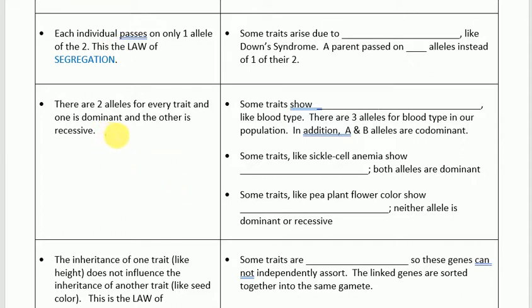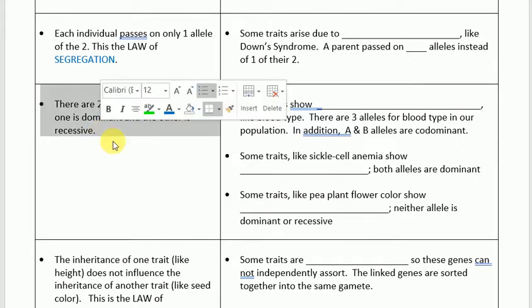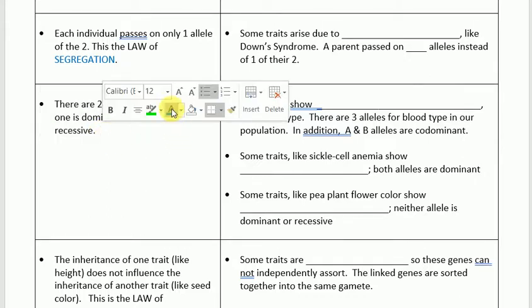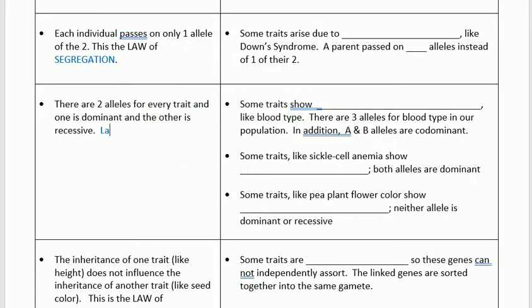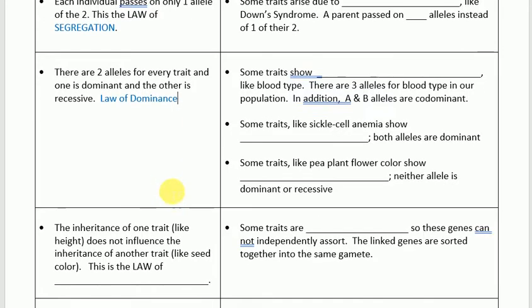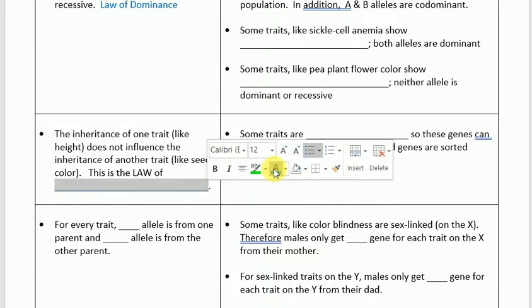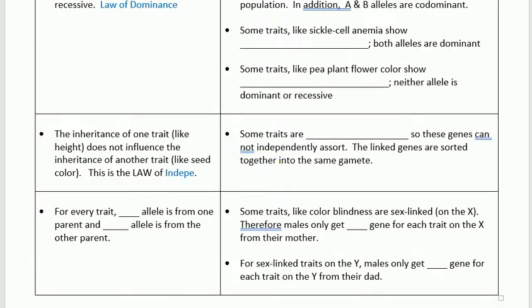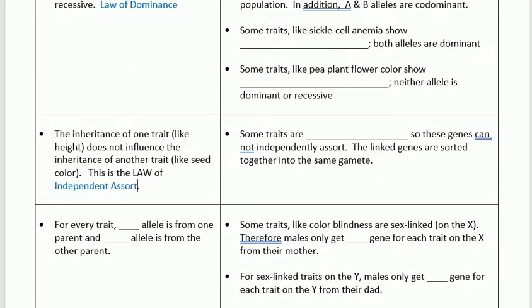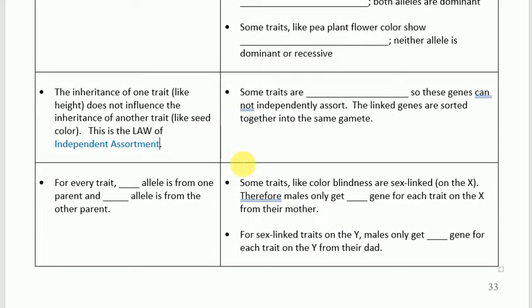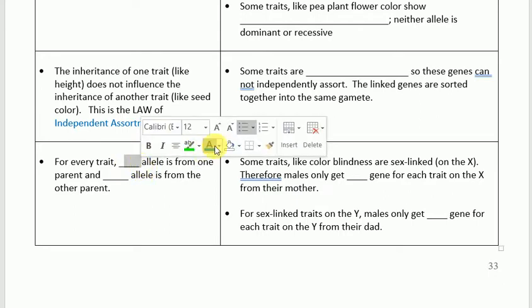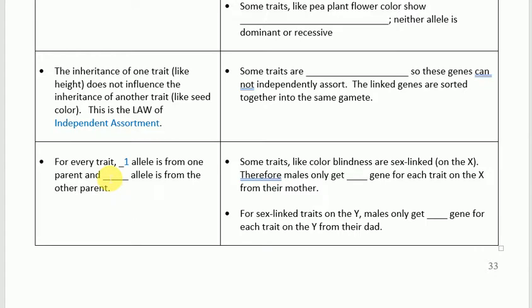There are 2 alleles for every trait, and one is dominant and the other is recessive. There's not a place here for it, but we're going to write it anyways. This is called the law of dominance. The inheritance of one trait, such as height, does not influence the inheritance of another trait, such as color. This is the law of independent assortment. And for every trait, 1 allele is from one parent and 1 allele is from the other.